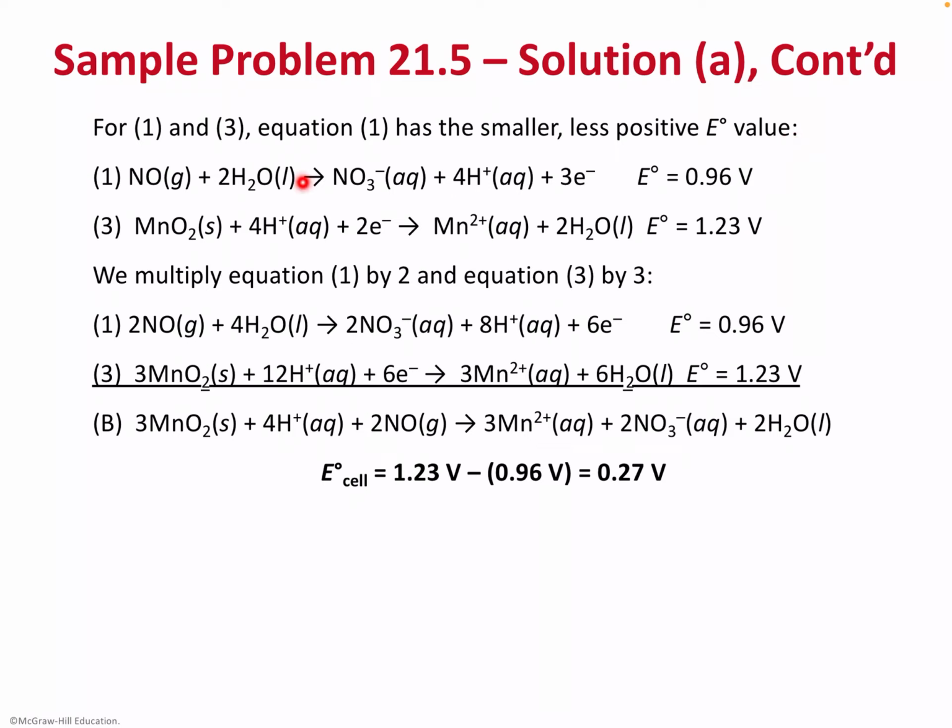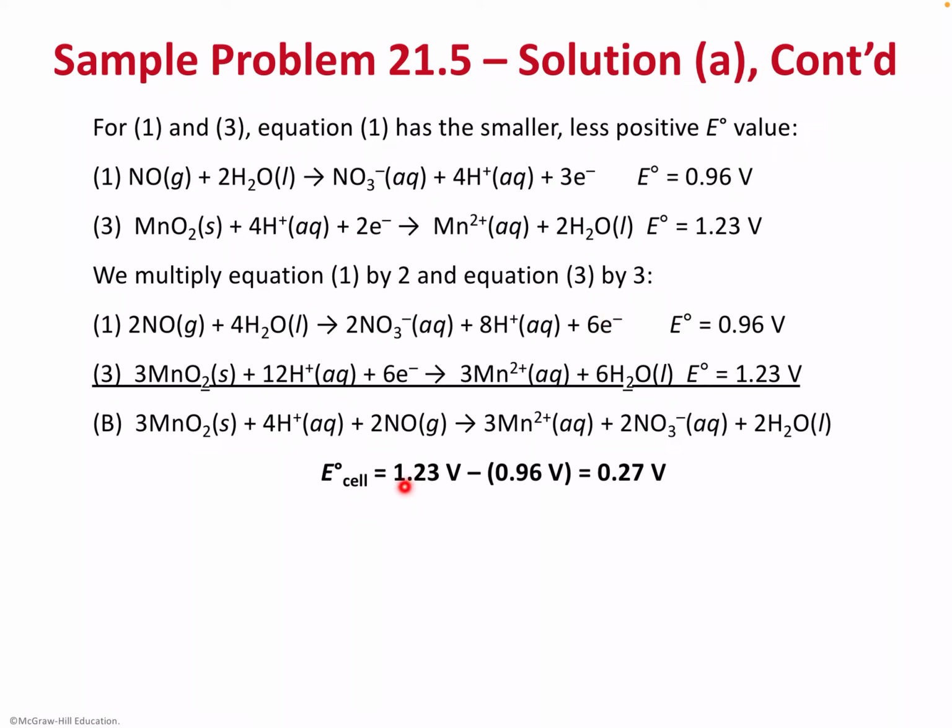So the one with the less positive value will be the one undergoing oxidation. So you reverse that equation, but you don't reverse the value. And the third one, you're going to keep it as it is. There are 2 electrons and 3 electrons, so you multiply this by 2, this by 3. So you have those balanced equations. When you add it up, the 6 electrons get cancelled, and this is going to be the balanced equation.